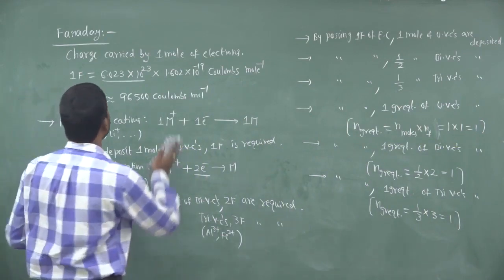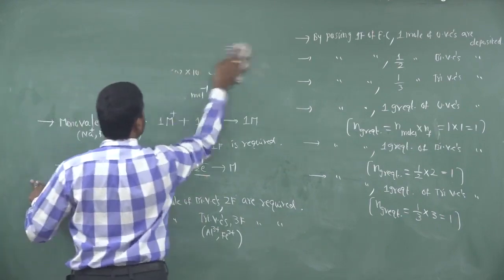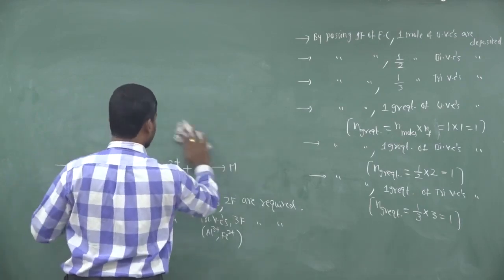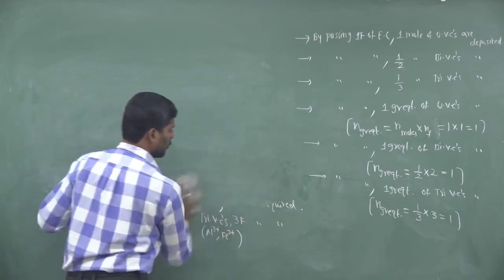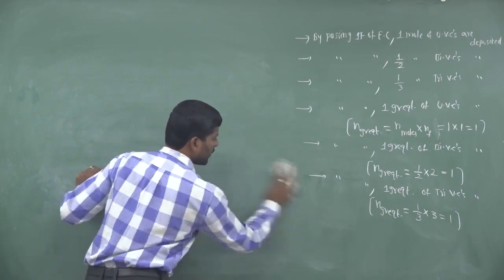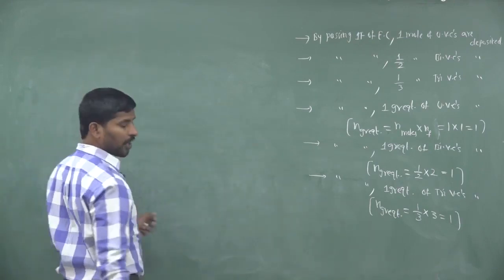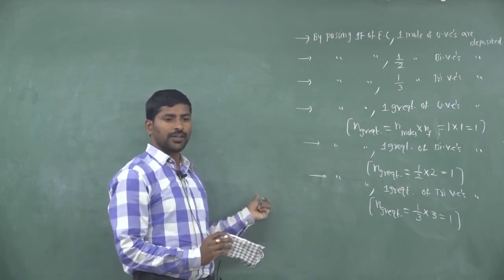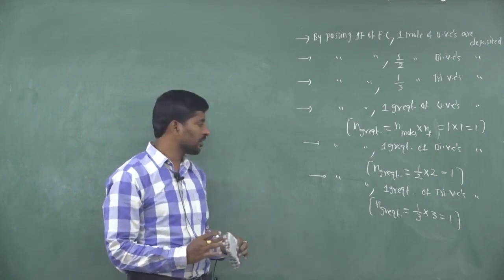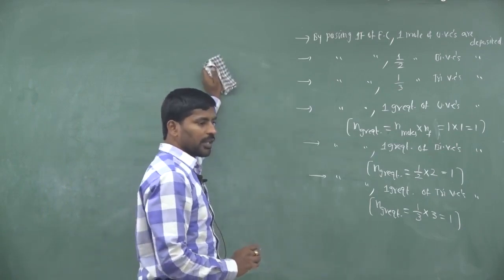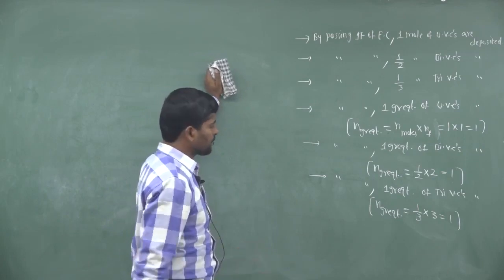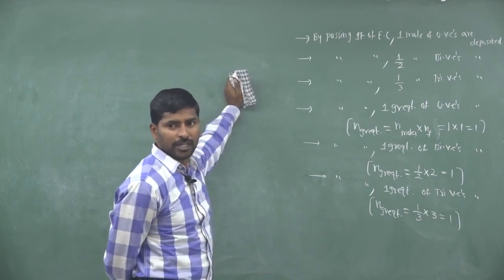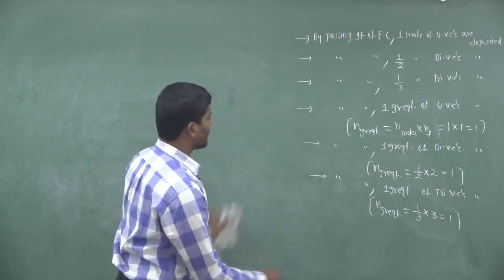Therefore, by passing 1 Faraday of electric current, always 1 gram equivalent of substance will be deposited.